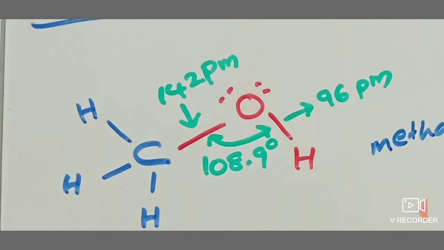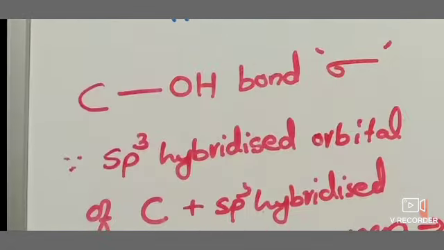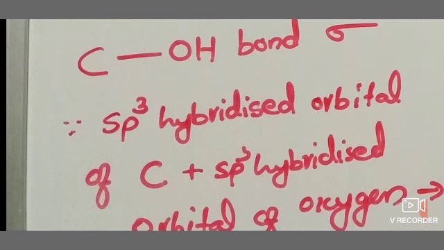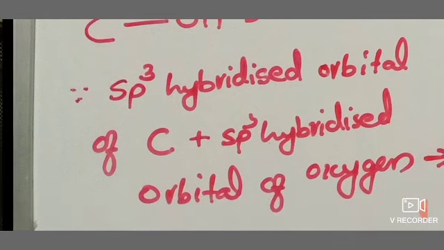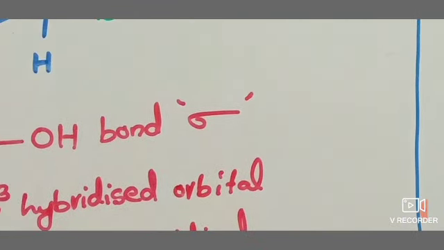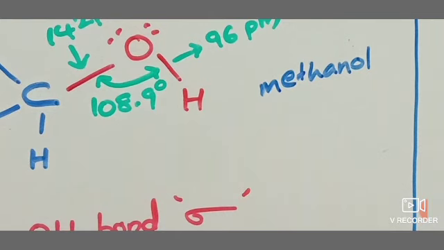And it is due to the repulsion between unshared electron pairs of oxygen. Oxygen is having two lone pair and the bond angle is little bit less due to the unshared electron pair on oxygen atom. The COH bond is sigma. sp3 hybridized orbital of carbon will bond with sp3 hybridized orbital of oxygen, and they will overlap each other to form a bond between CH3 and OH.